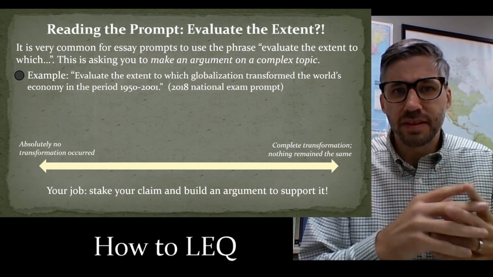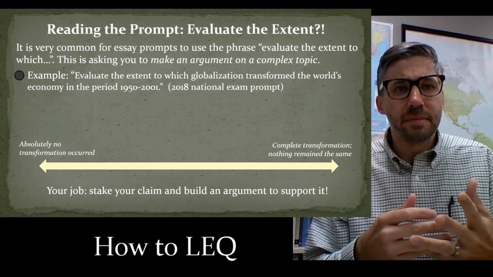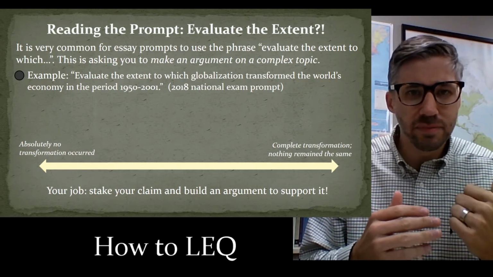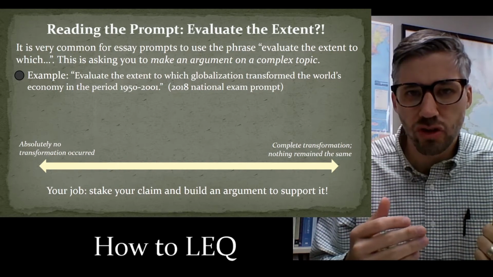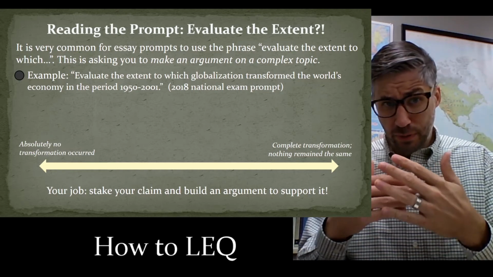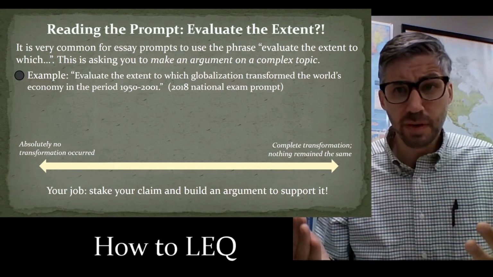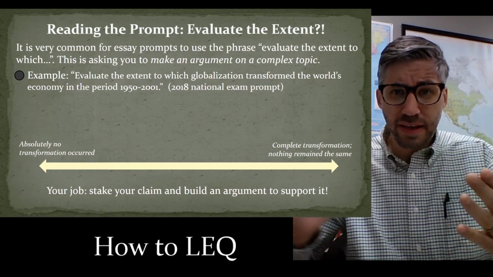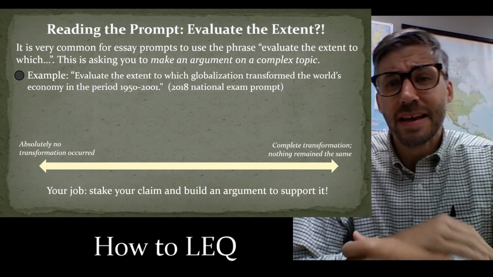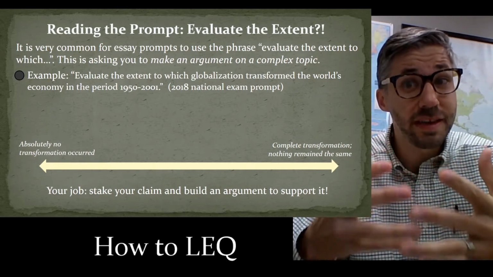So in this case where it says evaluate the extent to which globalization transformed the world's economy, let's imagine these two poles, right? And on one side is like total transformation, everything changed, there was nothing that was the same. And all the way on the other side we have, there was no transformation occurred, everything was completely the same. Nothing new was introduced. And you need to stake your claim in there as you make your argument. Like, there was some change, but overall more things stayed the same, or most things changed, but there were some continuities, right?